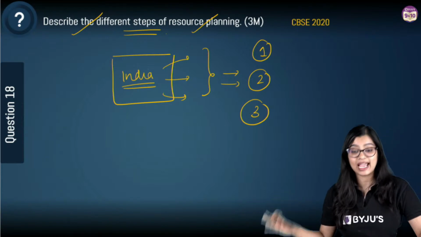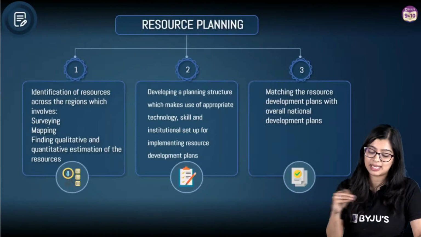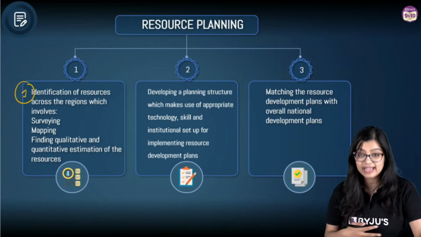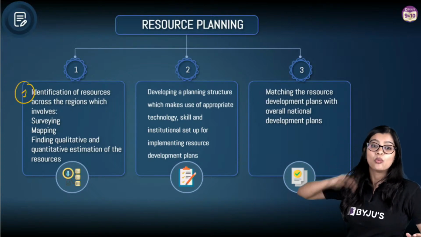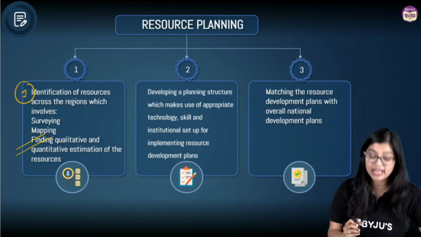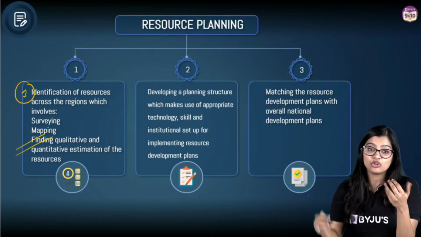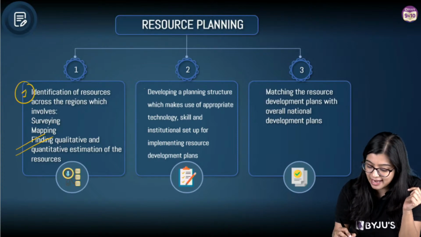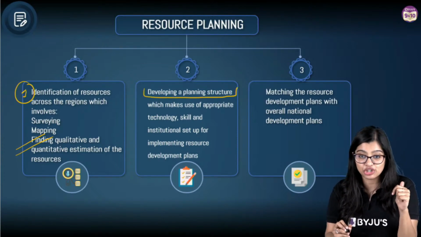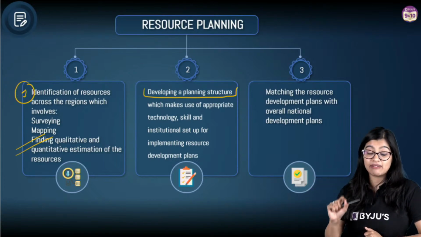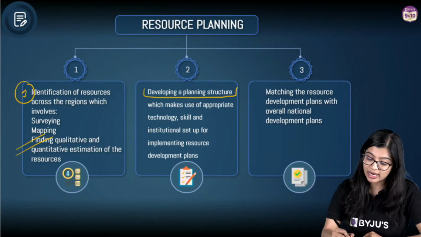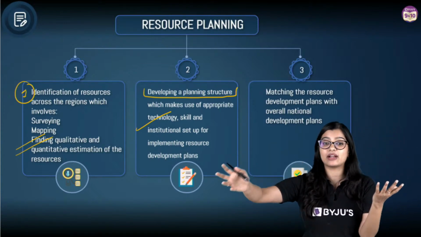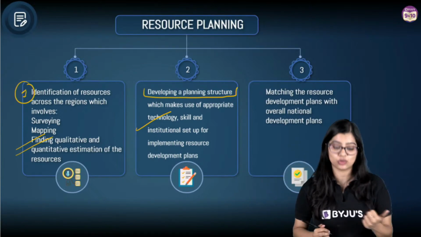And this is a direct question where they're just asking you to write the steps of resource planning. So first, of course, is identification, where we'll have to survey, see which state has what kind of resource, what is not there, right? Once you do the survey, you will have to check for quantity, quality, you will have to do all the analysis. Second is planning. Once you have all your information, the second step is developing a planning structure. So you get to see, okay, I have all these resources, I have all this technology. How can I use my technology in order to use my resources wisely, right?